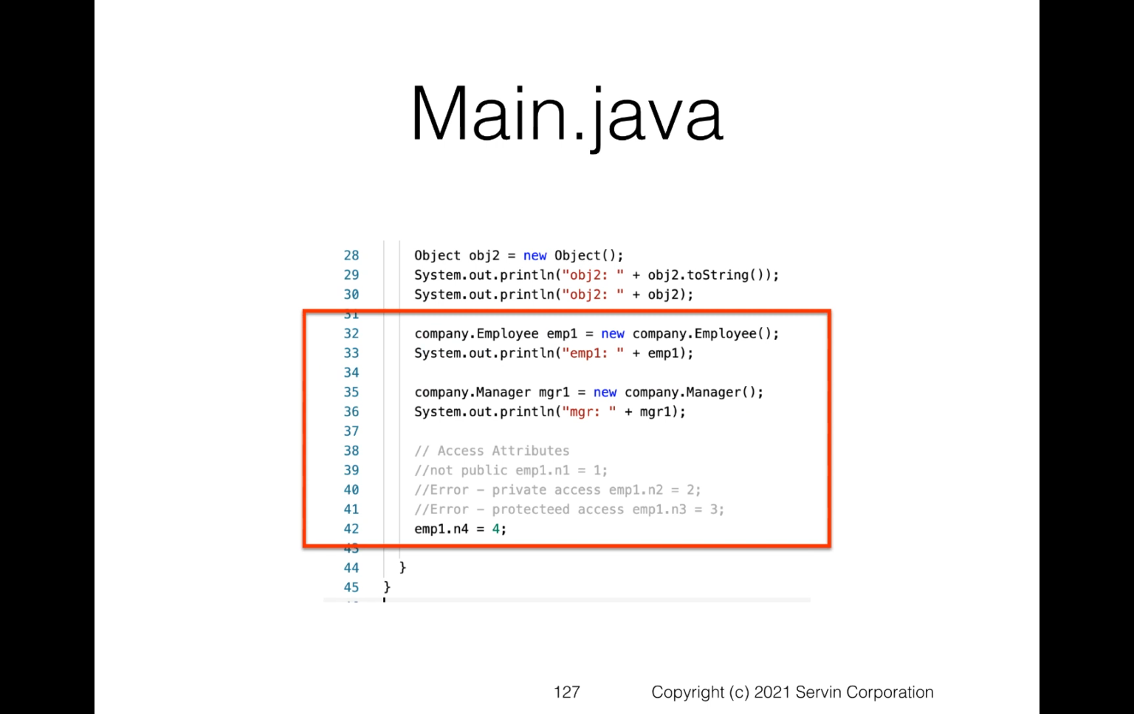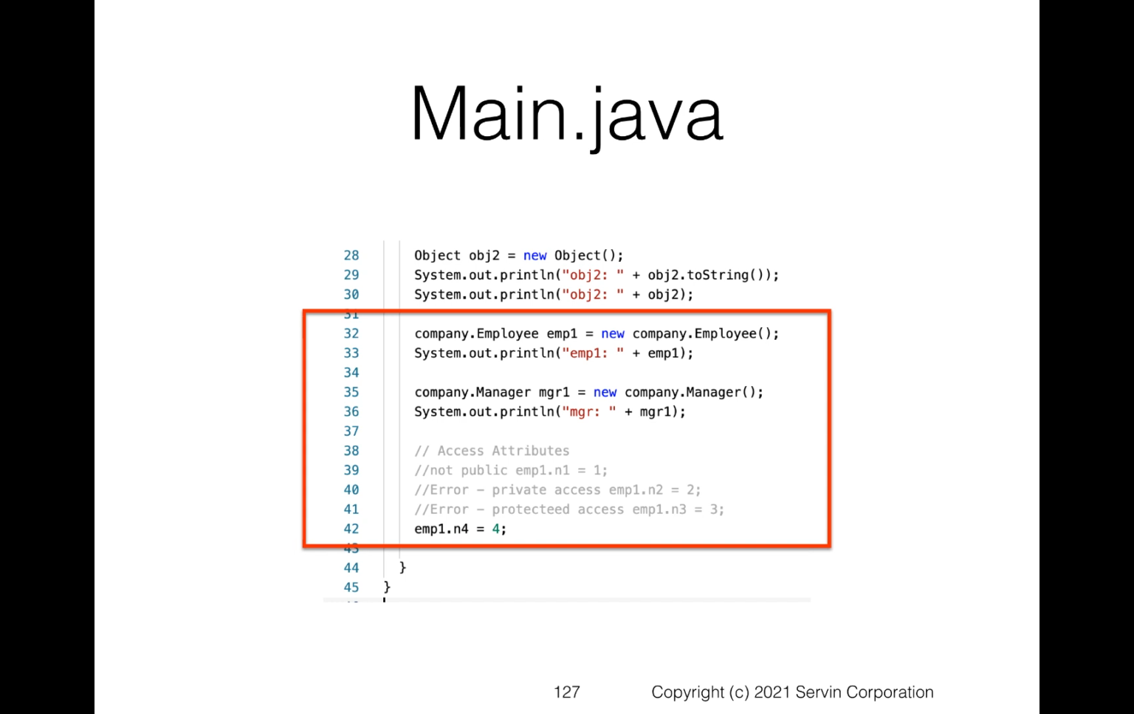So to test this out, at line 32, we create a new instance of our employee. Notice I'm using the full package name just to make it clear we're coming from company.employee. Create a new instance of that, and then I do the same thing, a new manager. But notice, starting at line 38, when I try to access it, the only thing I'm allowed to access here within the main is at line 42, the employee1.n4.